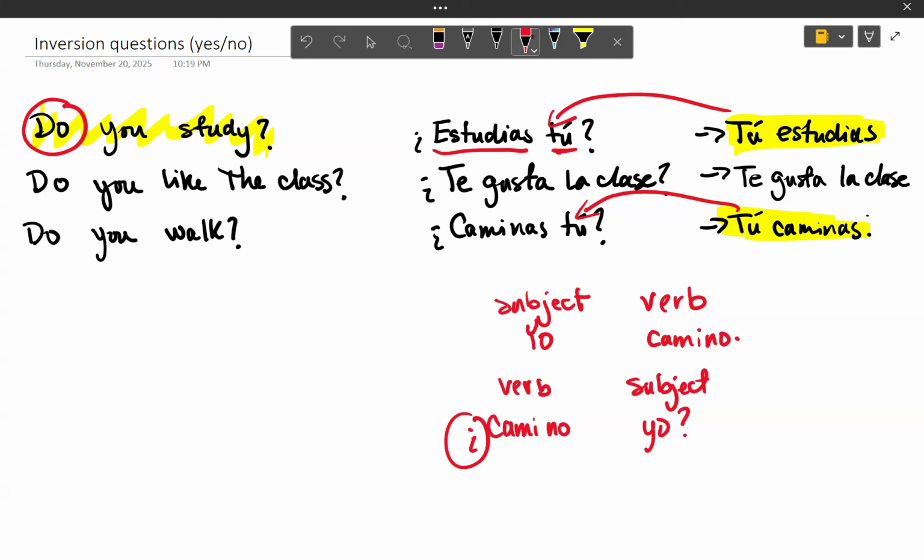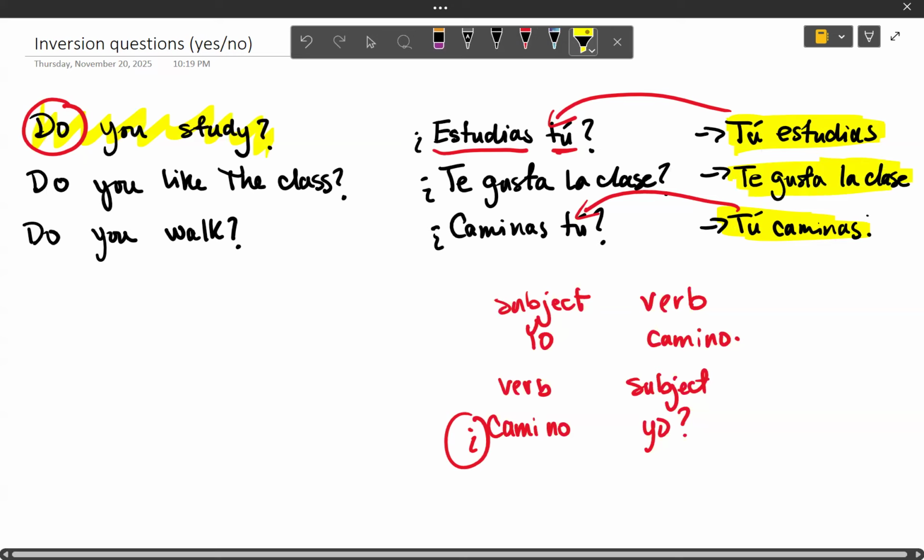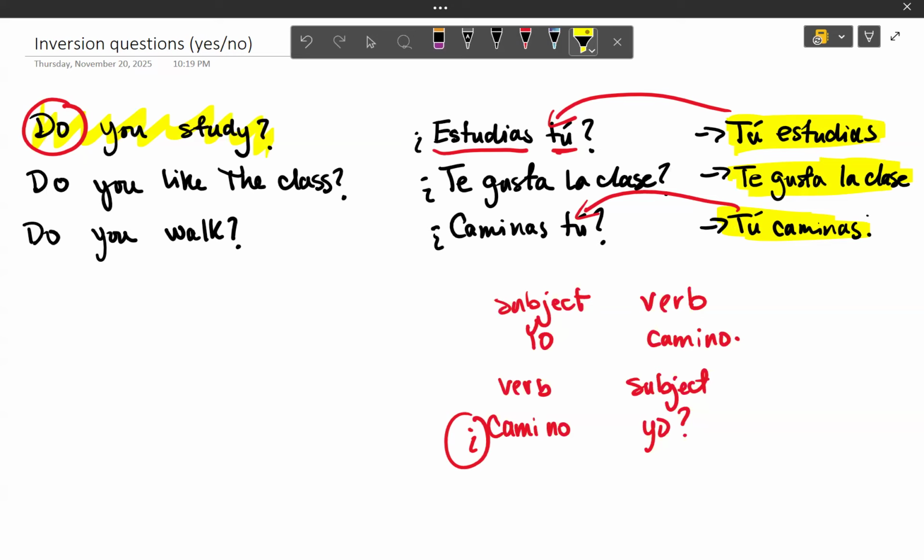The only one that's a little bit different is gustar. ¿Te gusta la clase? You like the class. The question becomes, ¿Te gusta la clase? In this case, we're not flipping anything around. We're just putting it in the same order, but putting the question marks around it. And that only really works with gustar.